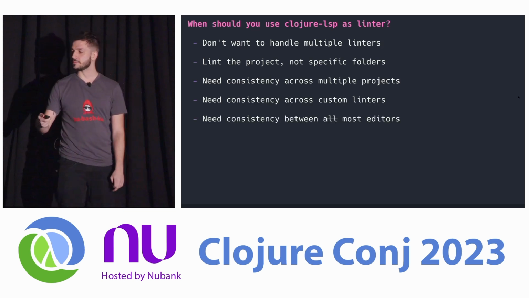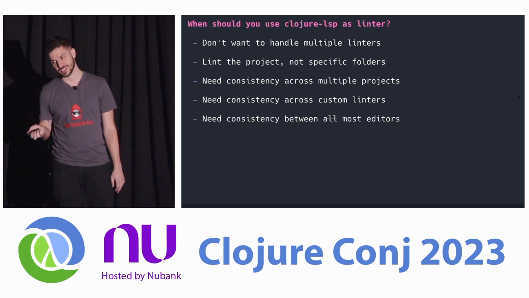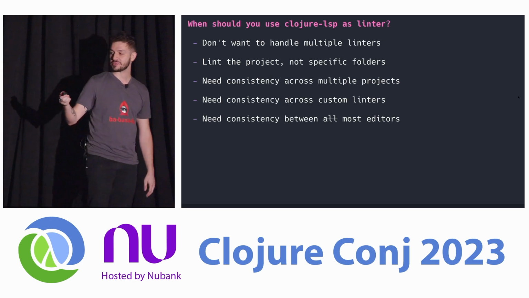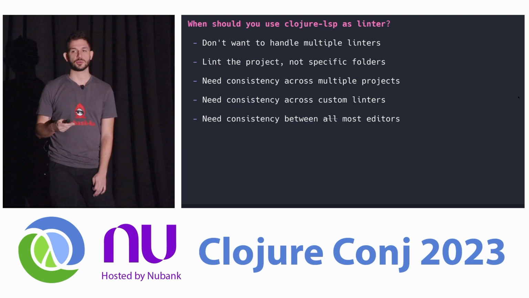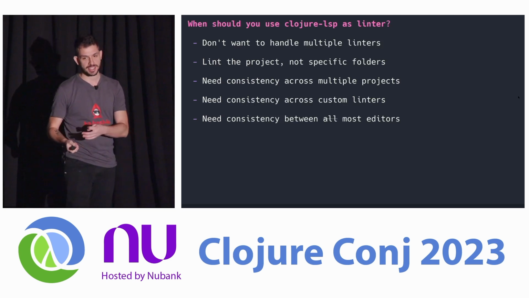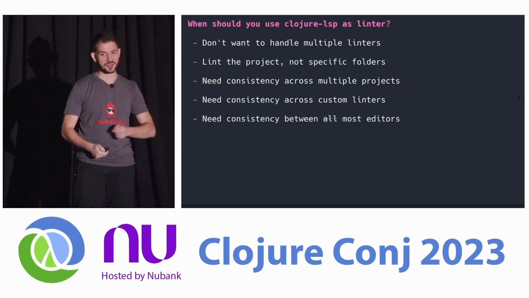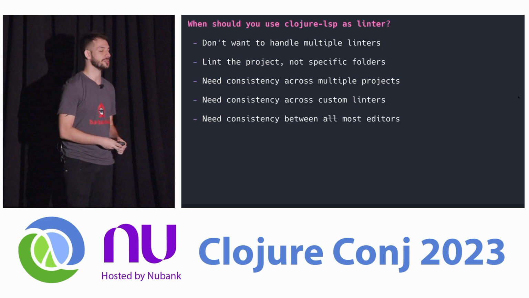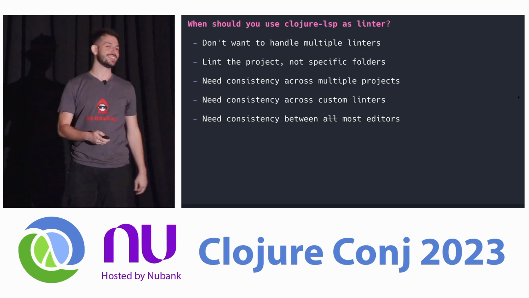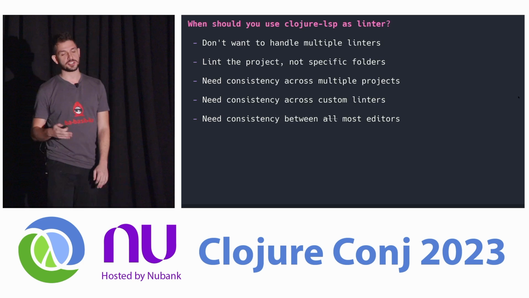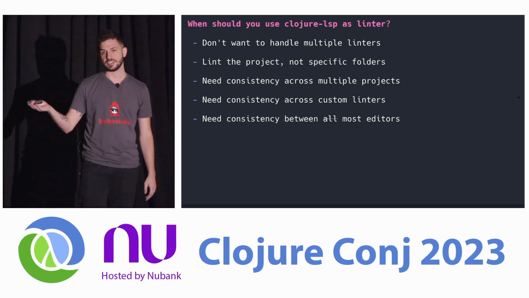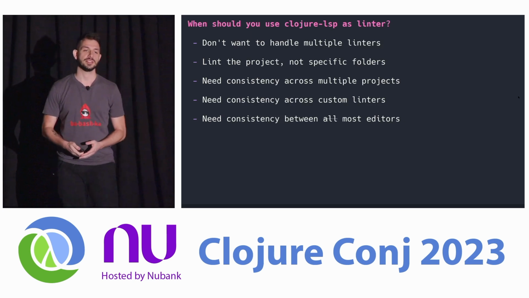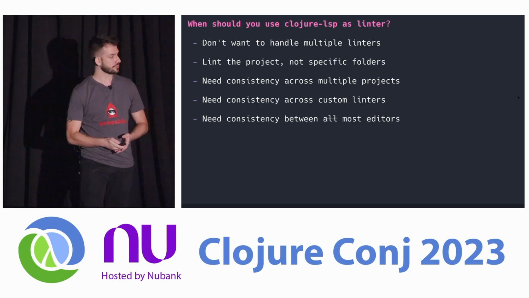You need consistency between all or most editors. That's actually a spoiler, because clojure-lsp at the moment runs on most editors, but IntelliJ. But I'm working on a plugin for IntelliJ to run clojure-lsp, yay. But for now, most editors should do it. And even for IntelliJ users, the lint at the CI will catch the errors. So that's not a big issue.